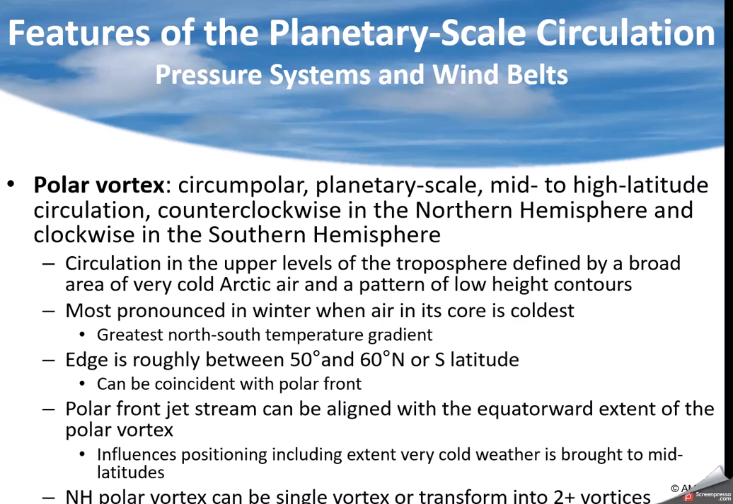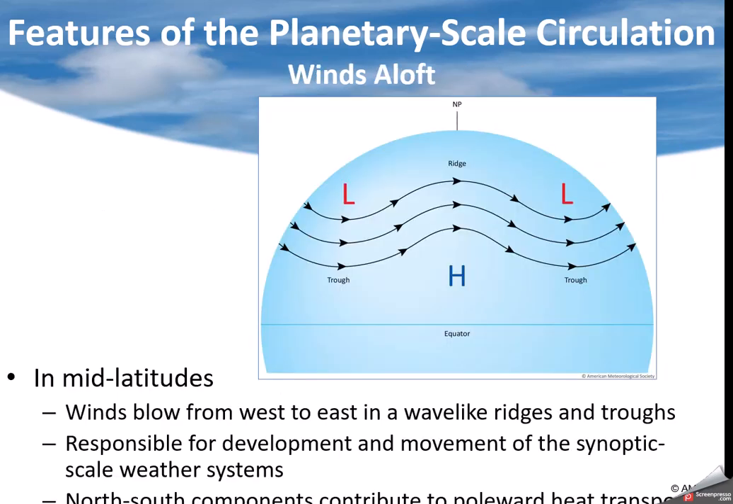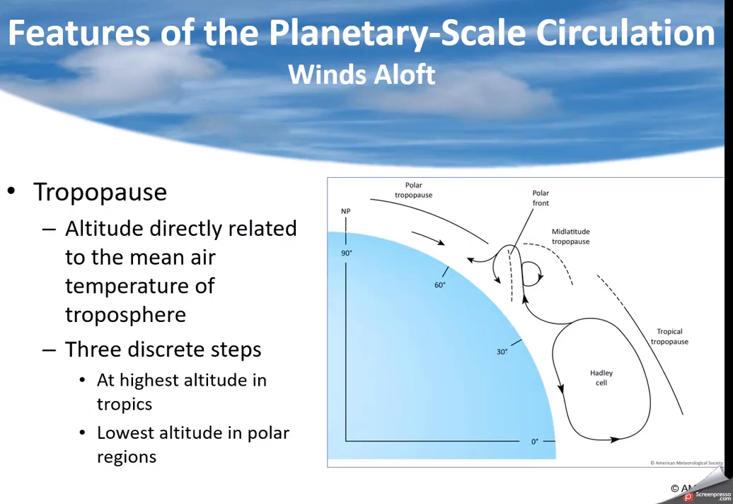It sits there all winter long and gradually dissipates in the summer. The stronger it is, the less cold air can move south. Winds are blowing very hard around it. The weaker it gets, the better chance of that Arctic air moving south. And here you can see winds blowing from west to east in the mid-latitudes where we live.